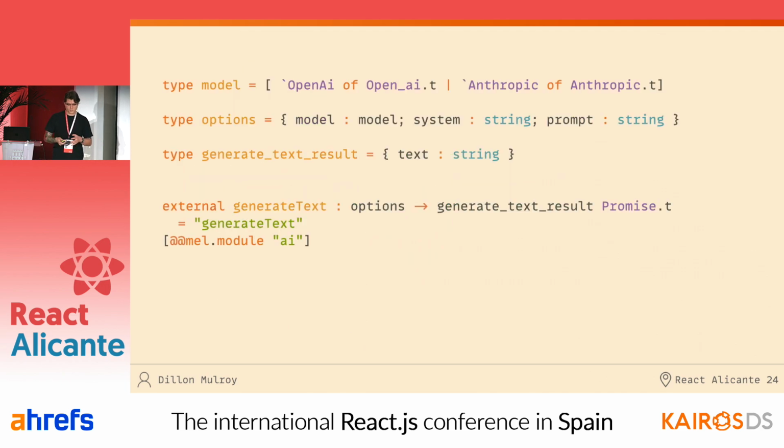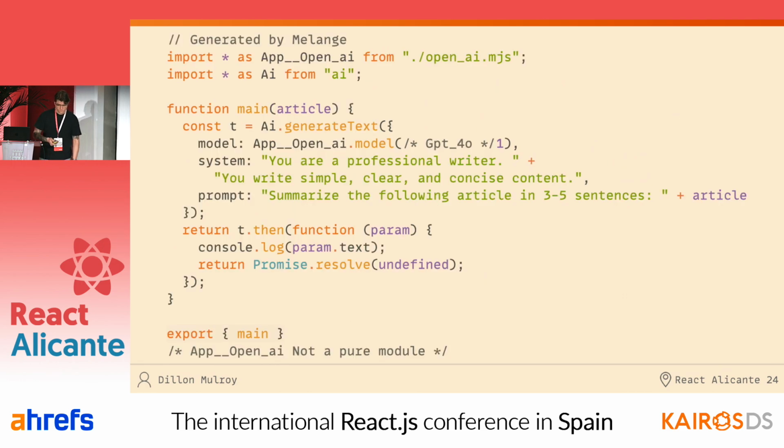And then putting it all together, the AI module that we called, we define a type that can be another sum type. It's OpenAI of the module we looked at, same with Anthropic. We have some options which we're going to pass in, and then our result type, it's also typed, and it's just the text string. And again, we're going to bind to the AI npm package for generate text, and it's going to be a function that takes our options type and returns a promise of our generate text result.